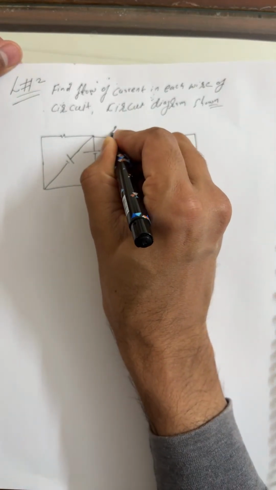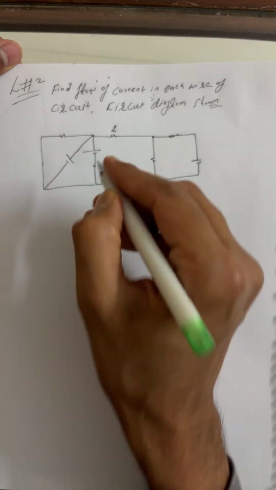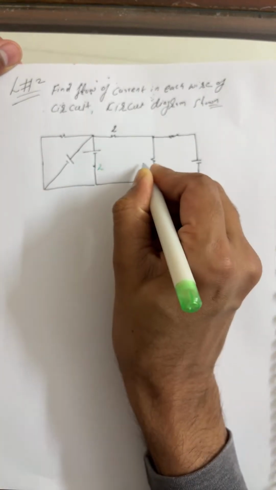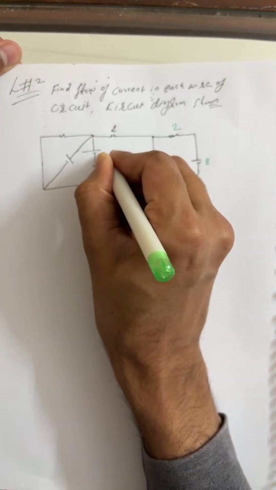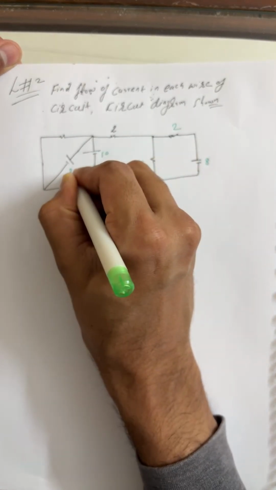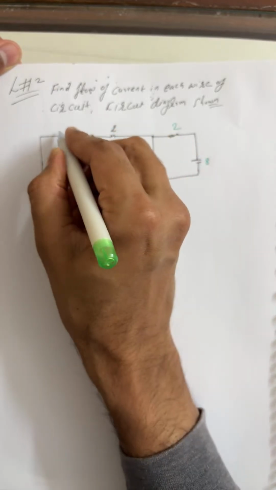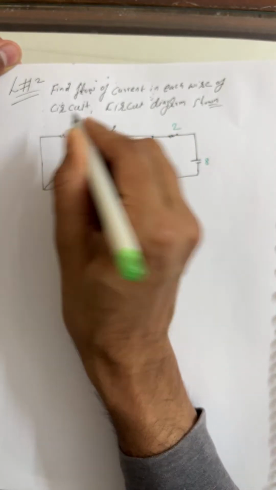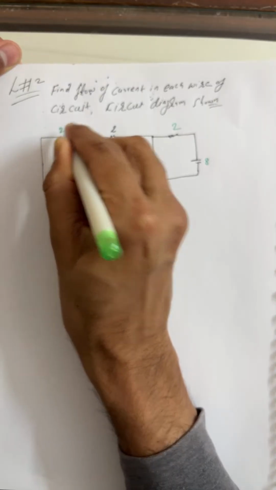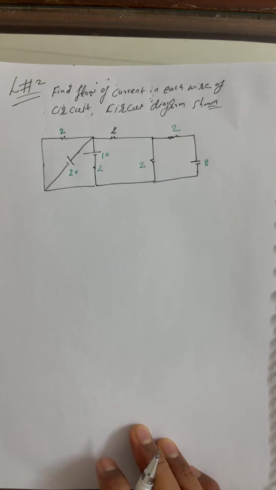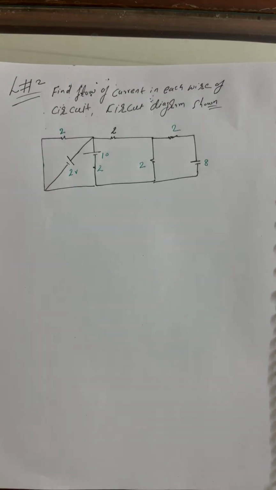All resistances in the circuit, you can take as 2 ohm. This is 2 ohm, 2 ohm, 2 ohm. This is 8 volt, you can take 10 volt, this is 2 volt, and this is 2 ohm. All are resistances in ohms, and all resistances have the value 2 ohm only. What we wish to find is the flow of current in each part of the circuit.